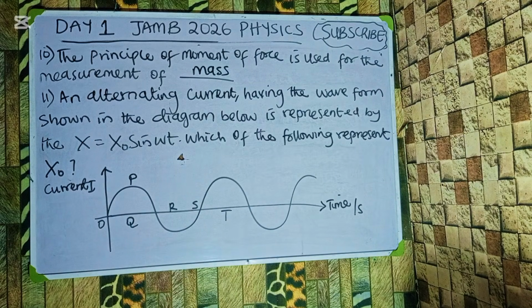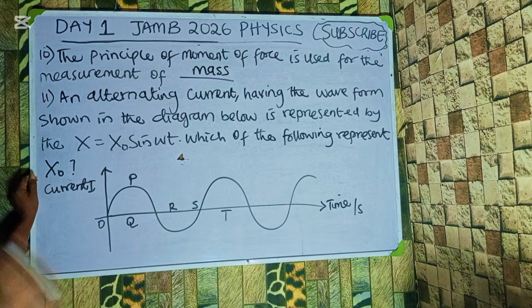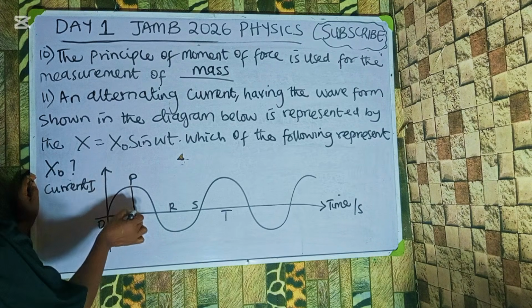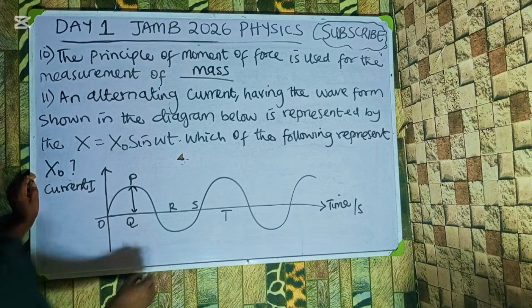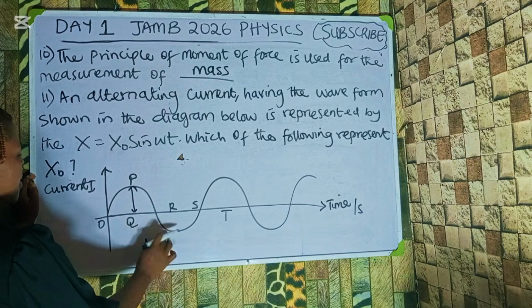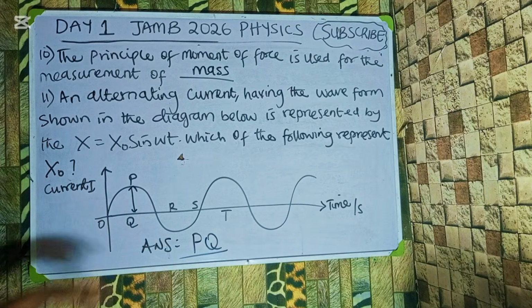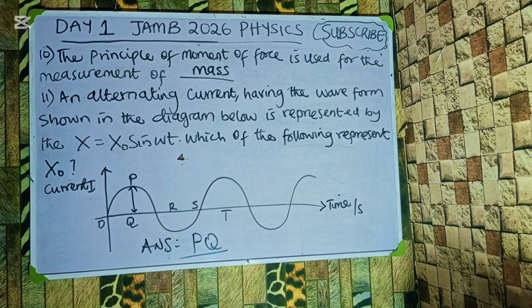Question 11. An alternating current having the same waveform shown in the diagram below is represented by x equals x naught sine omega t. Which of the following represents x naught? x naught is the peak current, the same thing as the amplitude of the wave. The point that represents it is PQ, so the answer is PQ. If you see a graph like this, that is it. Let's go to the next one.